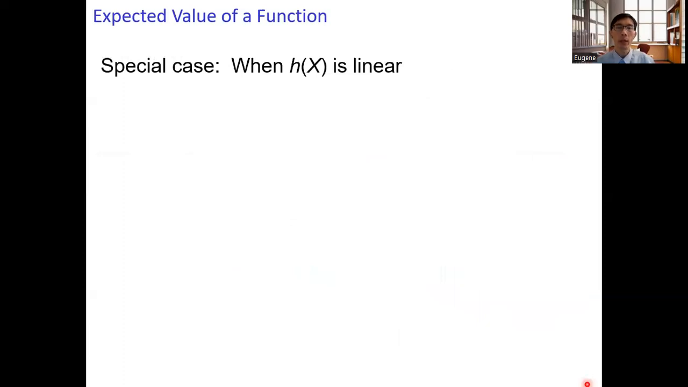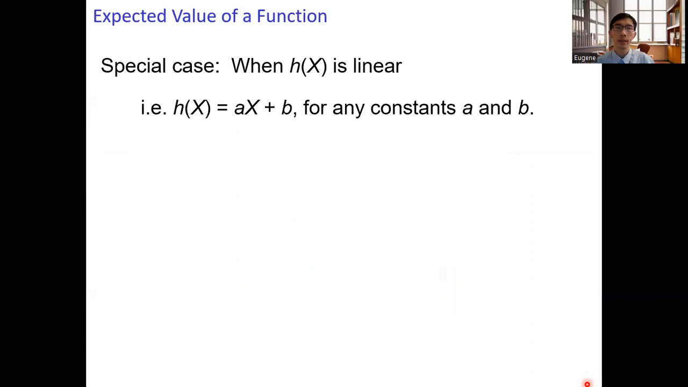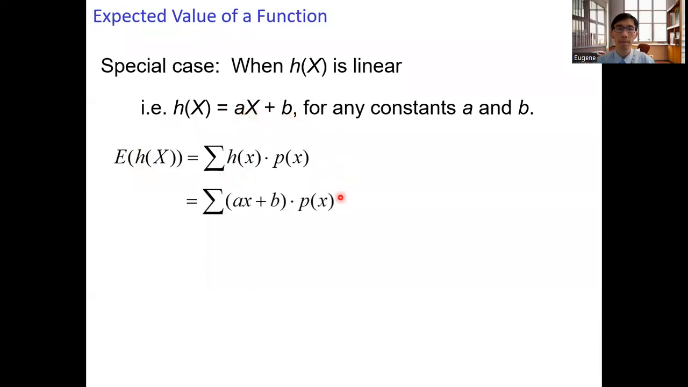We have a special case when h of x is linear. That is, h of x equals ax plus b for any constants a and b. So let's see how we can simplify the expression in computing the expected value of h of x. So here we have the definition. And now h of x equals ax plus b. So we replace h of x by ax plus b. Expand this, we get the summation of ax times p of x plus the summation of b times p of x.